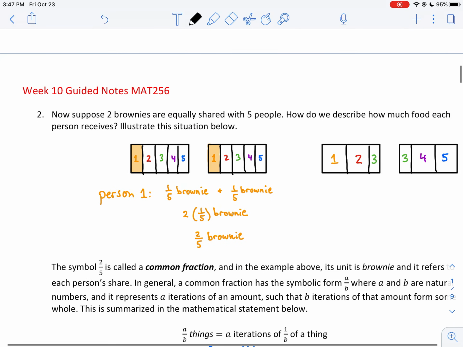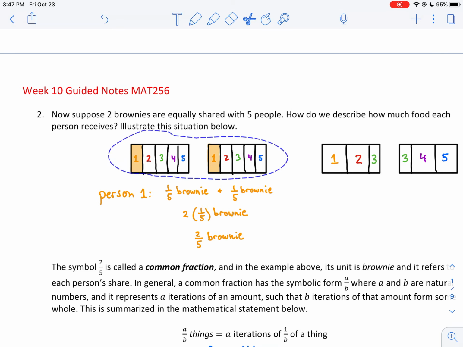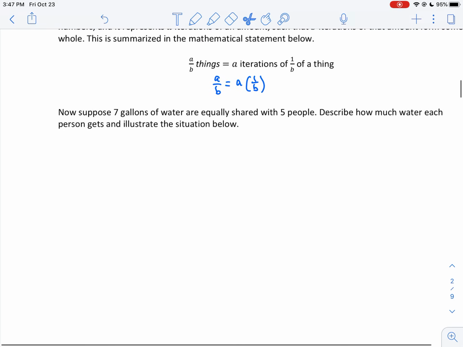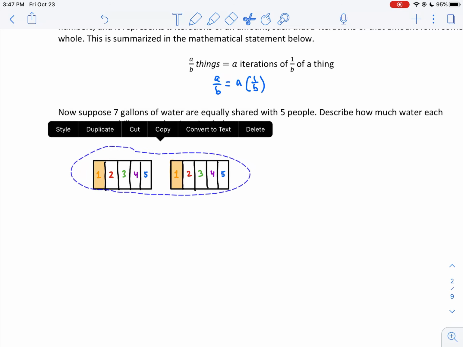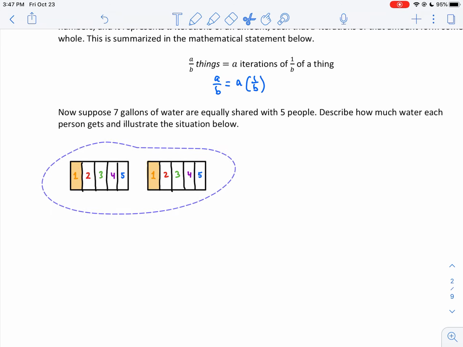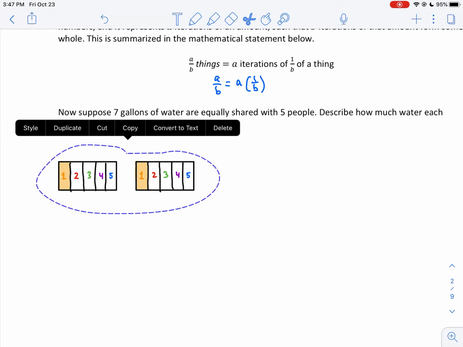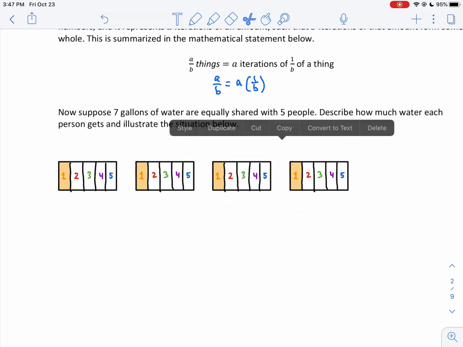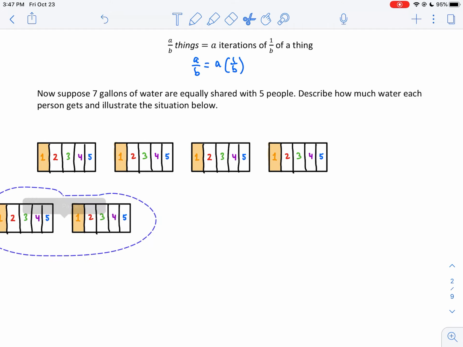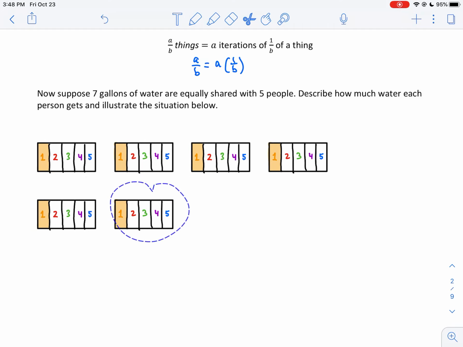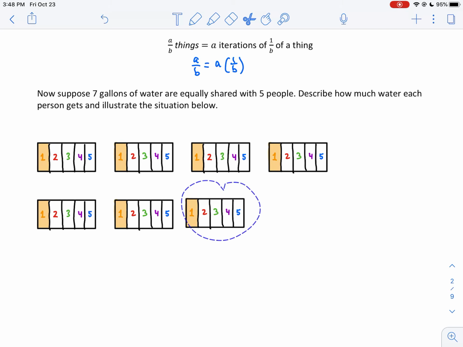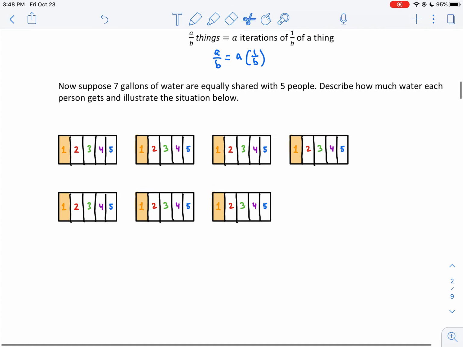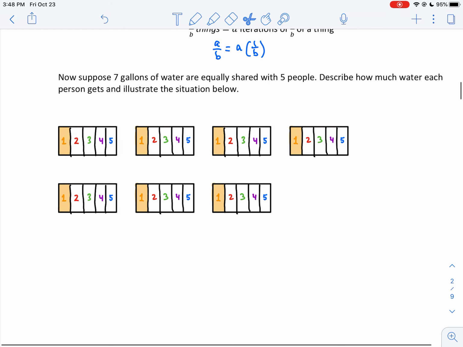Now suppose 7 gallons of water are equally shared with 5 people. All right, so you can imagine what I'm going to do here. I'm going to use these boxes again to represent gallons of water this time, but we have 7 of them. Those 2 boxes represent 2 of my gallons, and I just copy and paste it a bunch of times to the point where we have 7 of them. It doesn't really matter that they're all in a row. These boxes represent the 7 gallons of water that we're going to share with 5 people. Describe how much water each person gets, and illustrate the situation below.